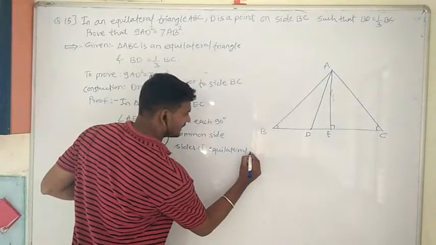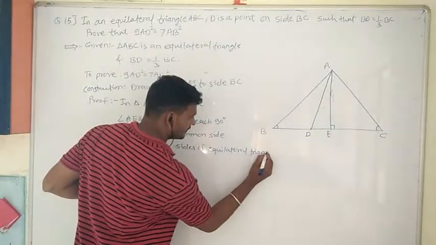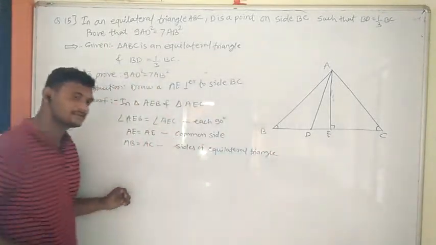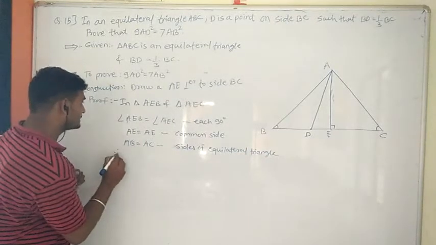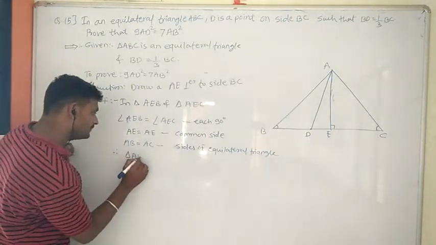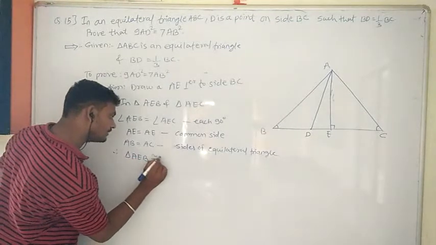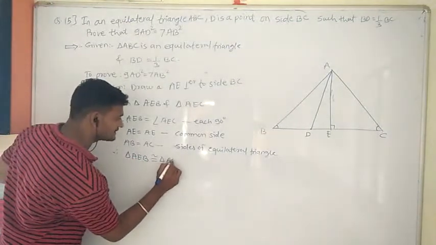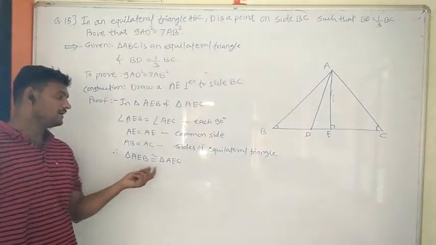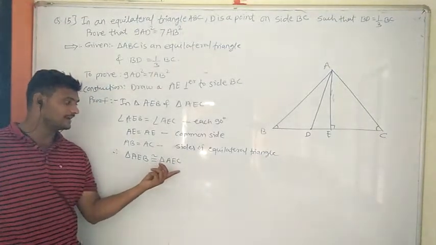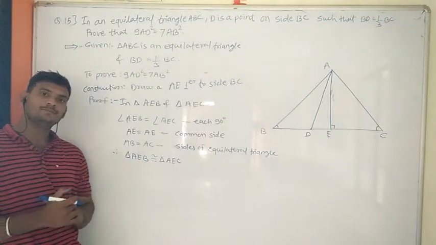Sides of an equilateral triangle. We know that sides of an equilateral triangle are equal. Therefore, AB is equal to AC. Therefore, can we say that triangle AEB is congruent to triangle AEC? By which rule? Triangle AEB is congruent to triangle AEC by which rule?